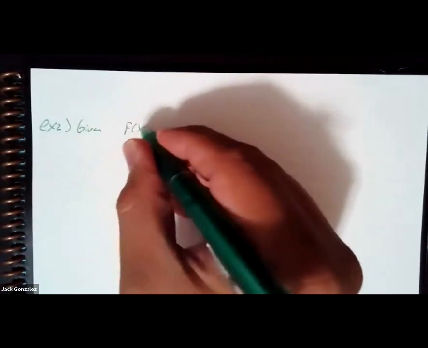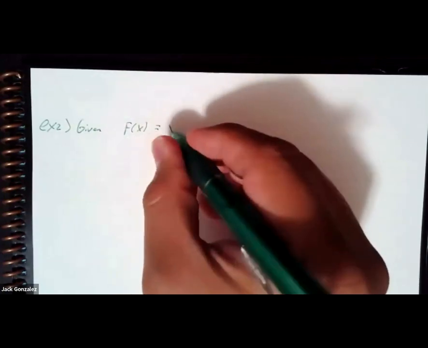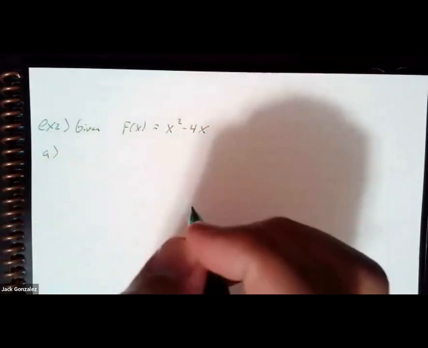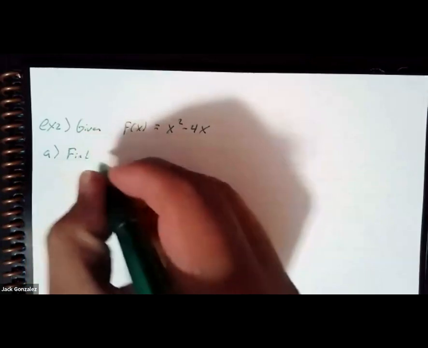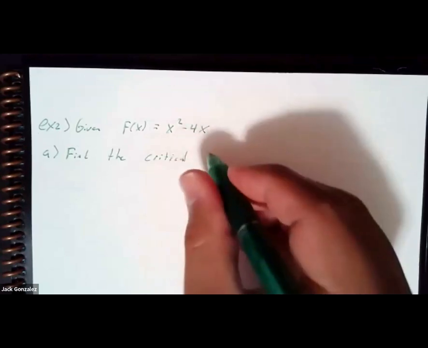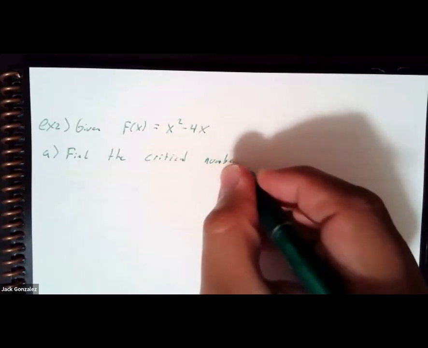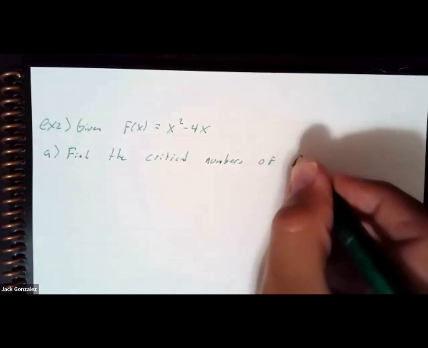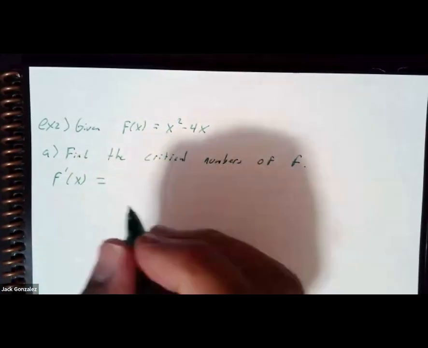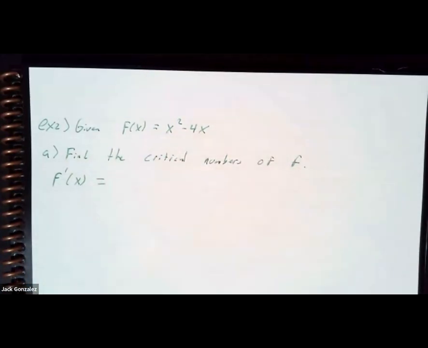Given this function, f(x) equals x squared minus 4x. Part A, this time I'll separate them into different questions. Find the critical points or critical numbers of f. So step one was take the derivative. What is the derivative of f? Two x minus 4.